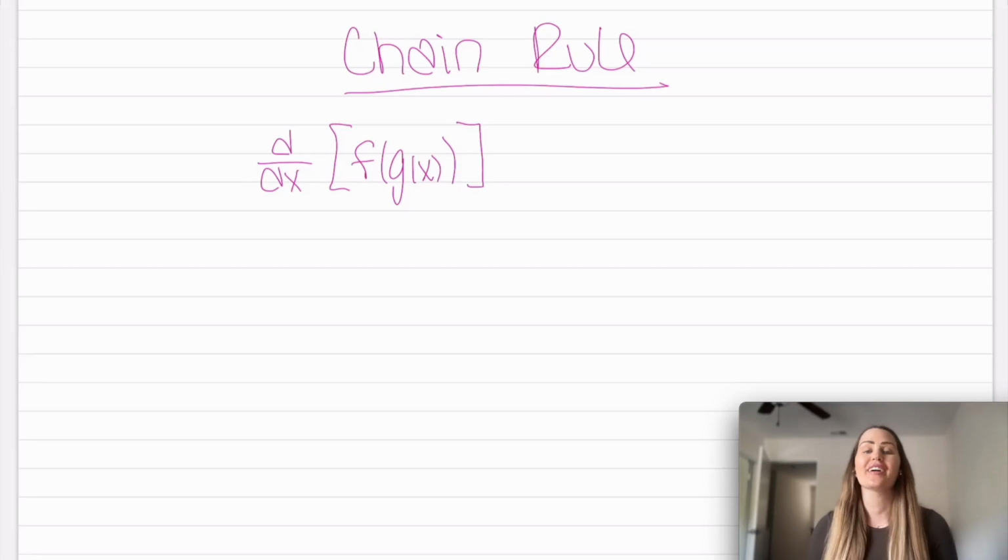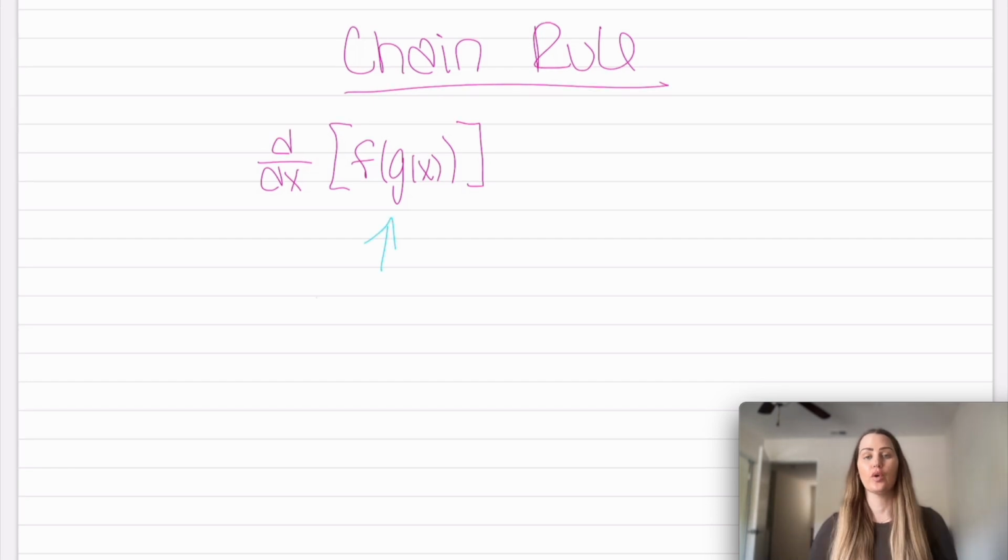Welcome or welcome back. Today we're going to be talking about chain rule. So chain rule is used to take the derivative of a composite function. What a composite function is, it's a function inside of a function. So with a composite function, which you can see here, we have an inner function and an outer function.